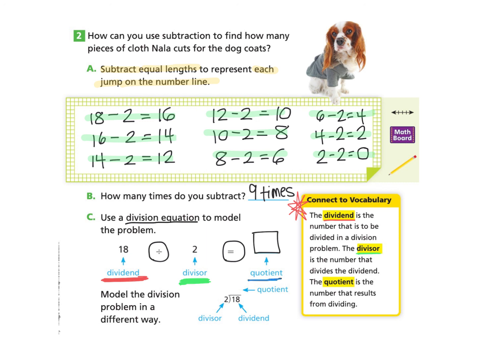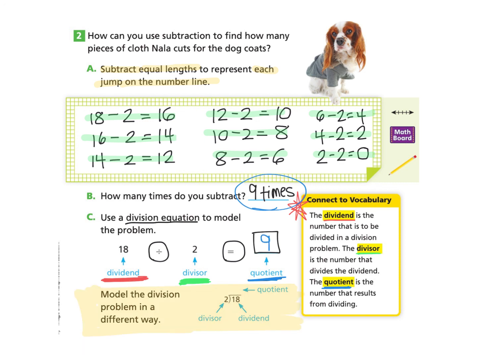Finally, we have the quotient. And the quotient is the number that results from dividing, or otherwise our answer. And we already gave our answer here, so we can write that 18 divided by 2 would be 9.